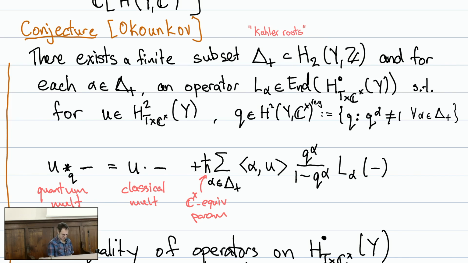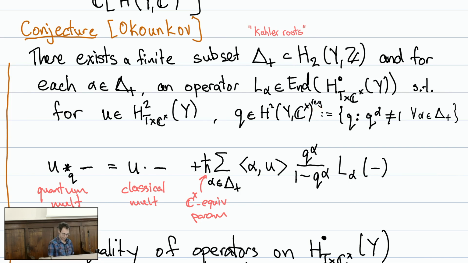So this is quantum multiplication, and I'll think of the quantum multiplication as depending on a parameter. For me, q won't be a variable, it'll be a number. Well, not really a number. It'll be an element of H^2(Y) with coefficients in C star. This is called, I think, the Kähler torus in the language of Okounkov. So this q will live in the Kähler torus, but not just anywhere, in what's called the regular part of the Kähler torus.